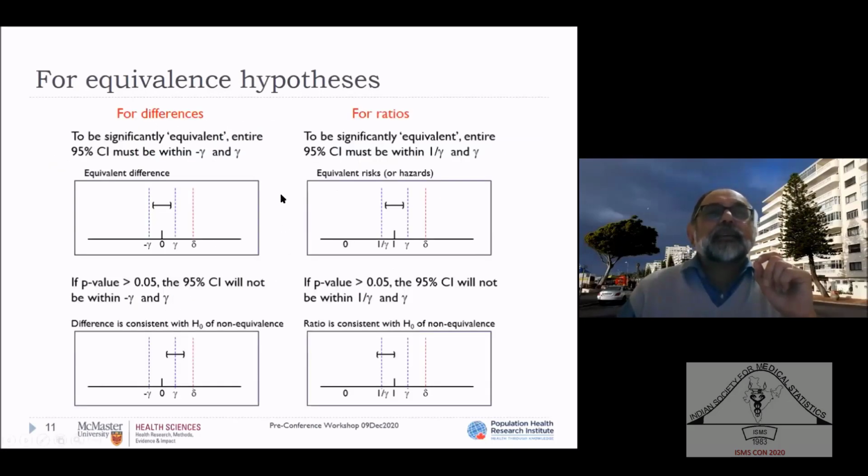So for the equivalence hypothesis, for differences, you would have these very narrow margins, gamma against 0, and to have equivalence, you have to have the confidence interval between the margins. And even if it was a little bit better, for example, but it went above the margin, then they're not equivalent. For ratios, it's between gamma and 1 over gamma, and for equivalence you'd have to be within those margins. And if you went the other way, even a little bit, you'd say they're not equivalent, okay?